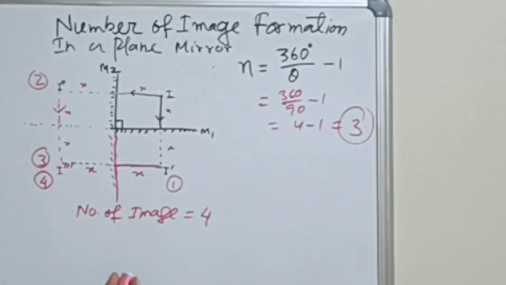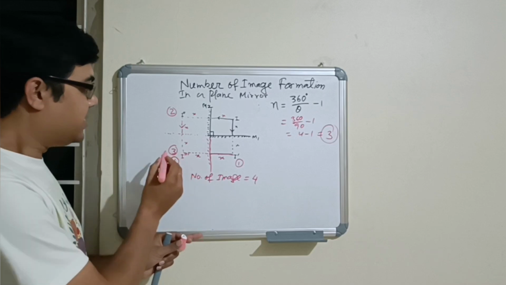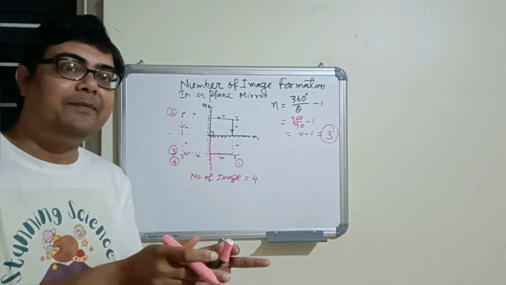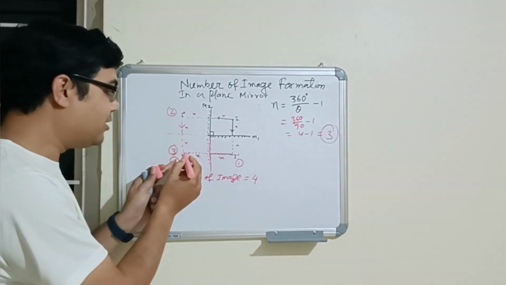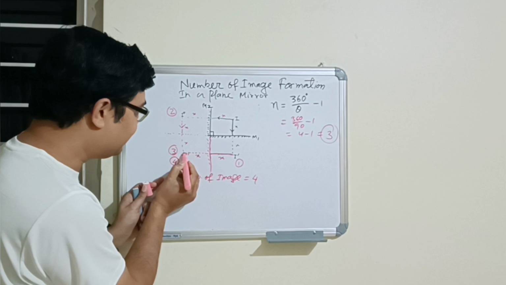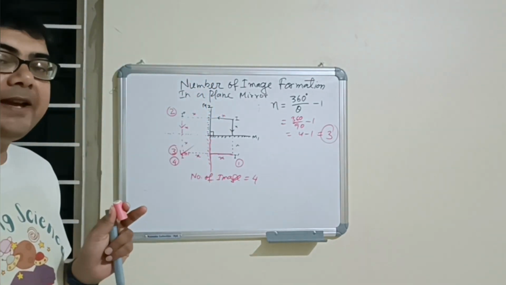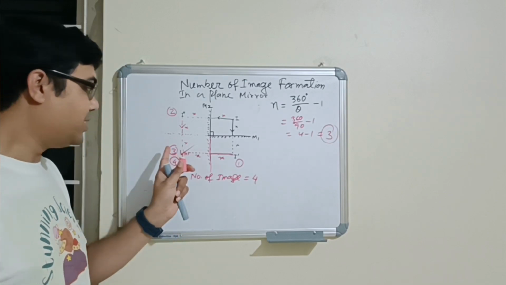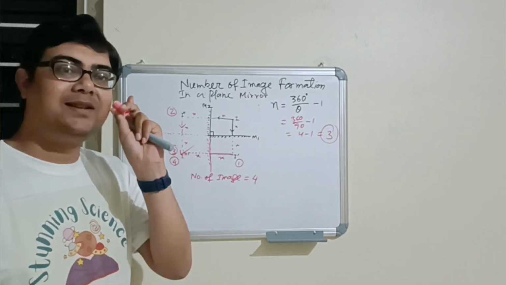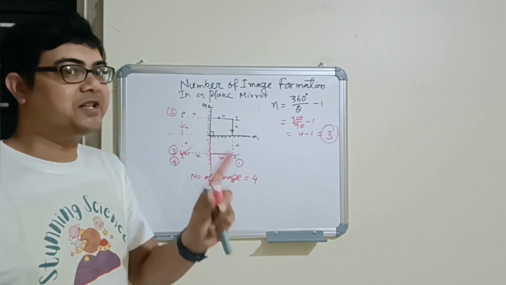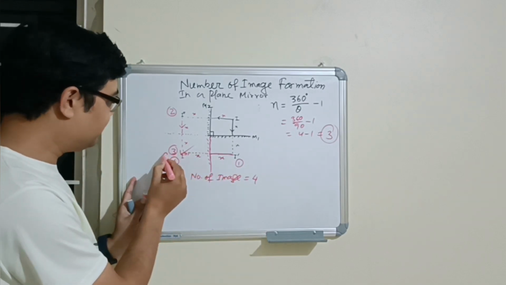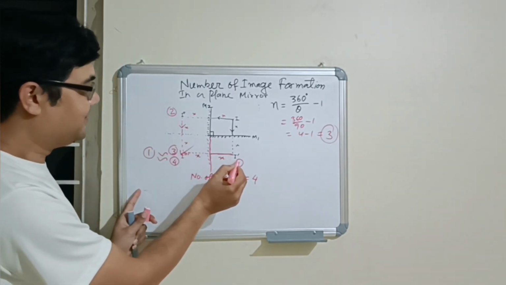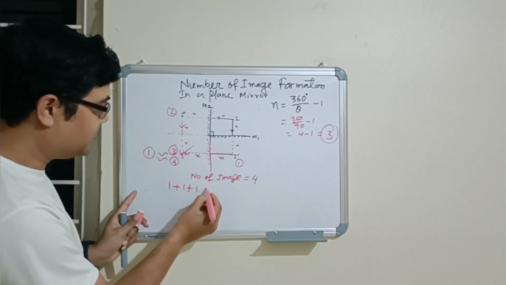Then what is the conclusion? The conclusion is that here we are getting two images, 3 and 4, and they are overlapping each other. They are forming at the same point. That is why we are considering only one image. So 3 and 4 would become only one image. Always remember this. So 1 plus 1 plus 1, total becomes 3 images.